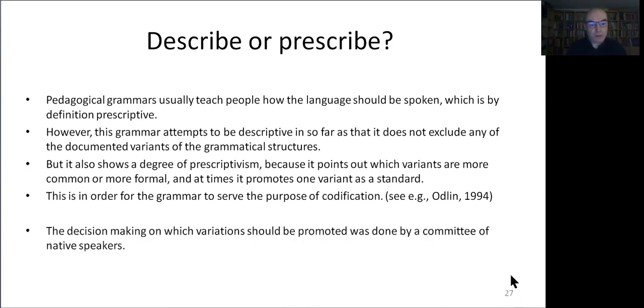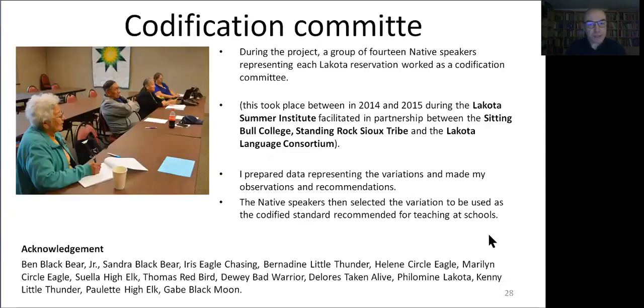The decision-making on which variants should be promoted was done by a committee of native speakers. During the project, a group of 14 native speakers, representing each Lakota reservation, worked as a codification committee. This took place between 2014 and 15 during the Lakota Summer Institute, facilitated in partnership among Sitting Bull College, Standing Rock Sioux Tribe, and the Lakota Language Consortium.